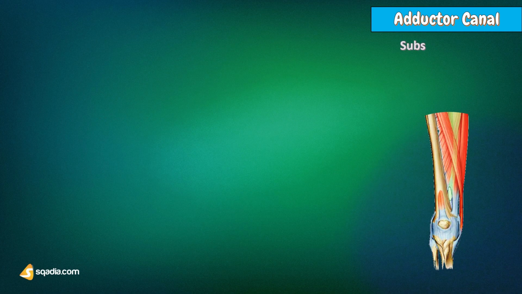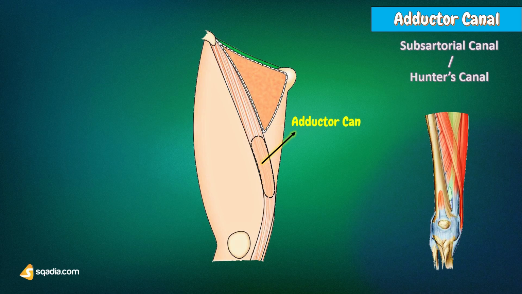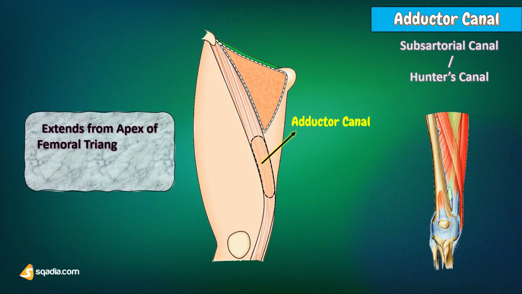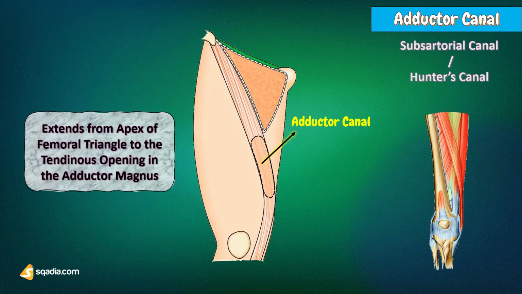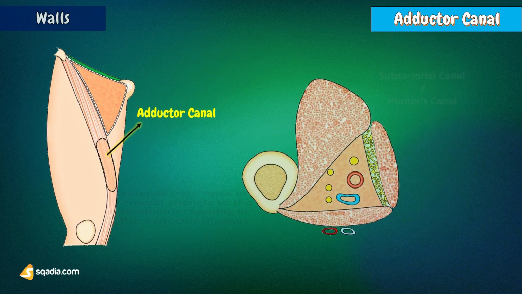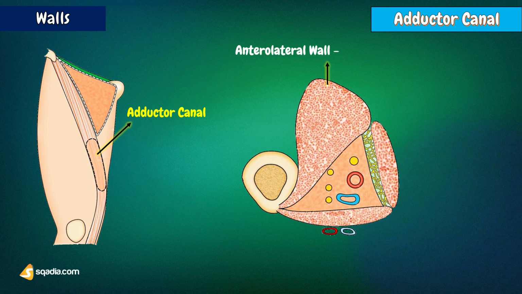Adductor canal is also called the subsartorial canal or Hunter's canal. The adductor canal is an intermuscular space situated on the medial side of the middle one-third of the thigh. As for its extent, the canal is triangular on cross-section and extends from the apex of the femoral triangle above to the tendinous opening in the adductor magnus below. The boundaries of the adductor canal are made by muscles. Adductor canal has anterolateral, posteromedial, and medial walls.